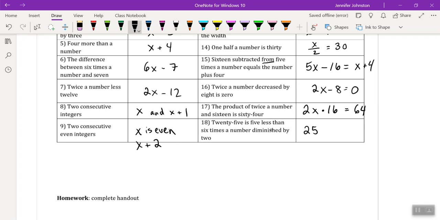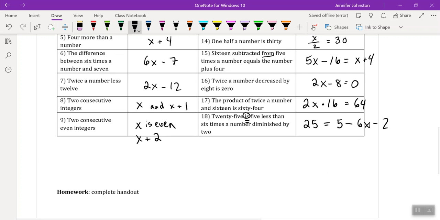And 25 is 5 less than 6 times a number diminished by 2. So 25 is, so that means equals 5 less than 6 times the number, so 6x, 5 less than 6 times the number diminished by 2. All right.